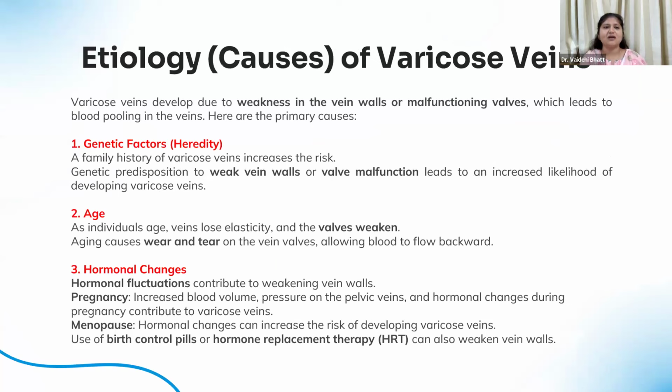Genetic factors are there. If someone has a family history, that person has an increased risk of developing varicose veins. It is common in elderly individuals, who have loose elasticity and weakened valves. Aging causes wear and tear of the vein valves, and that allows blood to flow backward. Then hormonal changes: hormonal fluctuation will weaken the vein walls.